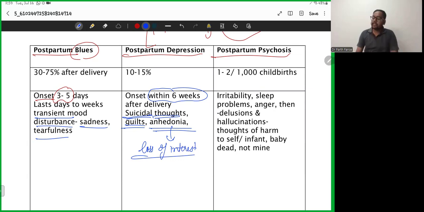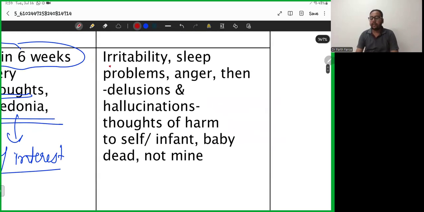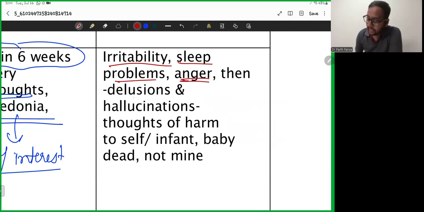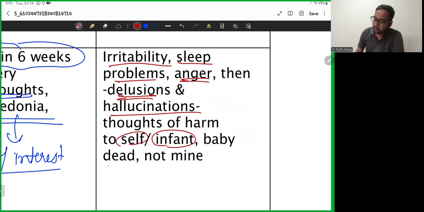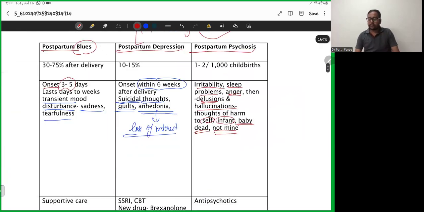Okay. What is psychosis? In psychosis the patient can have irritability, sleep issues, anger, delusions, and hallucinations, and a lady can have a thought to harm the child, I mean the infant, or herself, or a thought that the baby has died, or that the baby is not mine. These are the symptoms a patient can have in postpartum psychosis.